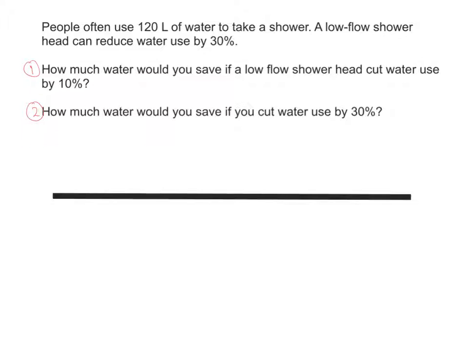So let's quickly do it. We're going to do the same process we did before. I'm going to use blue this time. So 0% on one end, 100% on the other end. Now, if I cut my water use by 0%, I haven't cut it at all. I'll reduce it by 0 liters, which is nothing. If I cut down 100% of my water use, I'm using 120 liters. If I got rid of all of it, 100% means all. That means I'll reduce by 120 liters. It would be very hard to reduce your water consumption by 120 liters. That would mean you would use no water.